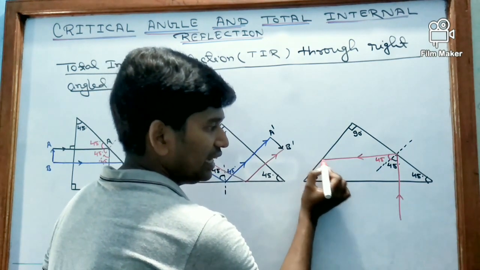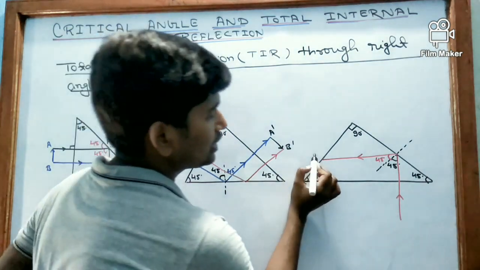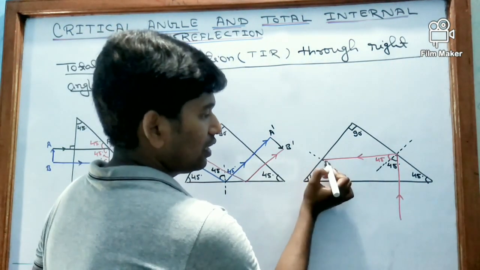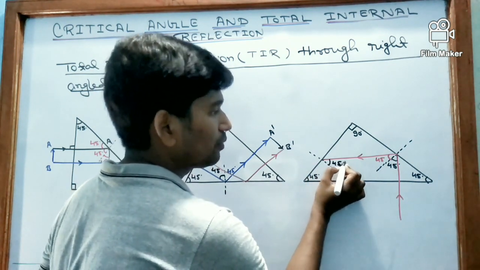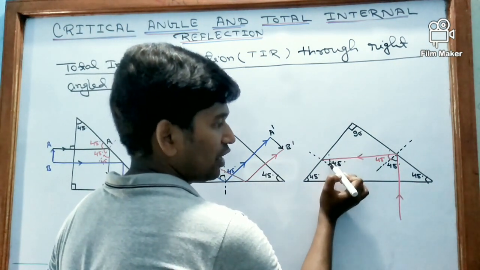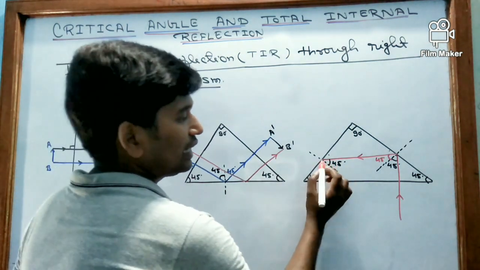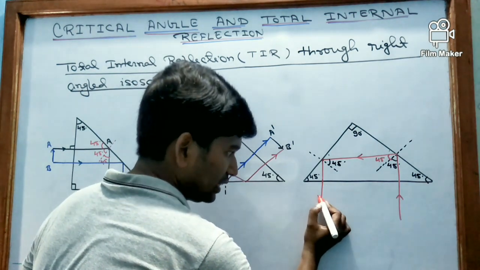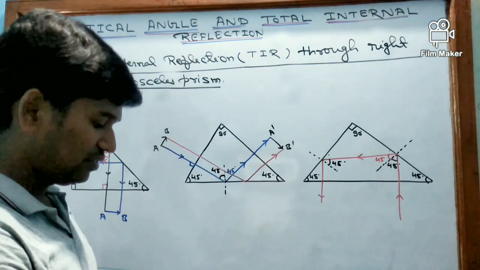At this point again the medium is changing, so we will draw one more normal at this point. We will find this point is also at 45 degree, and as this is 45, this is 90, so this will be 45. Now again it is greater than the critical angle, so the ray will again deviate back, now at 90 degree, so it will come back in this way. This is also showing total internal reflection.